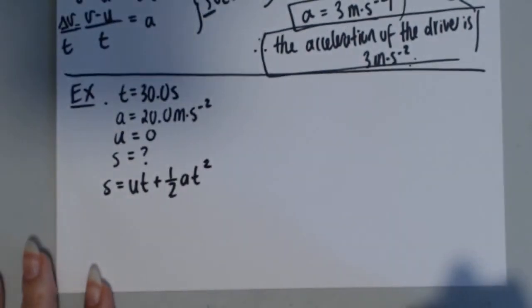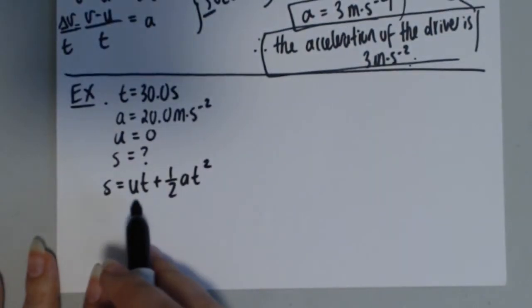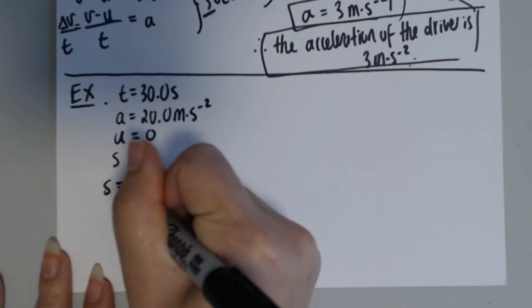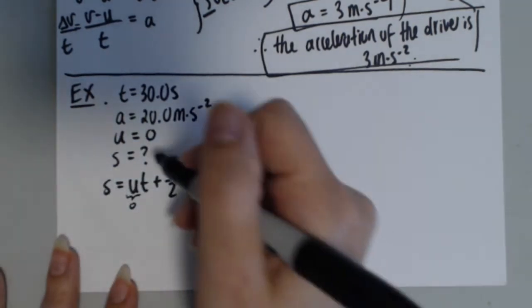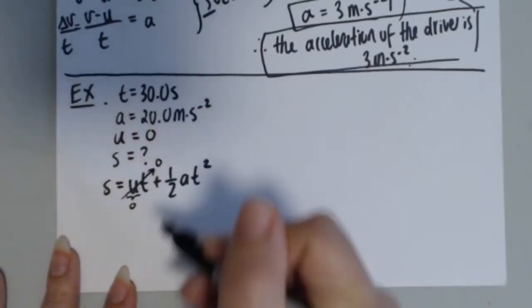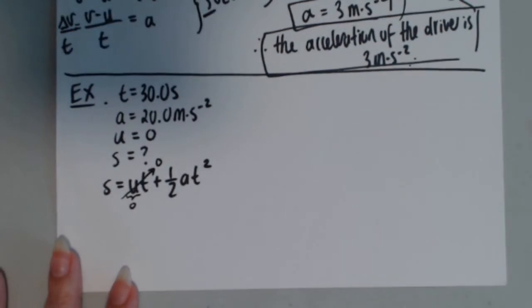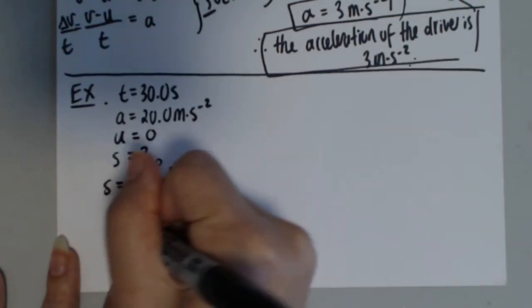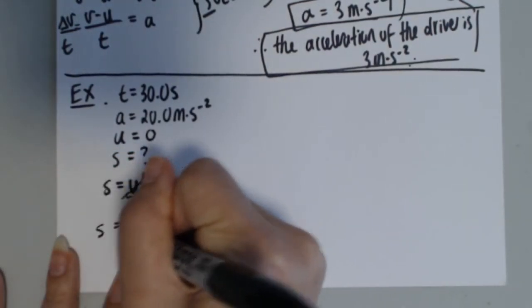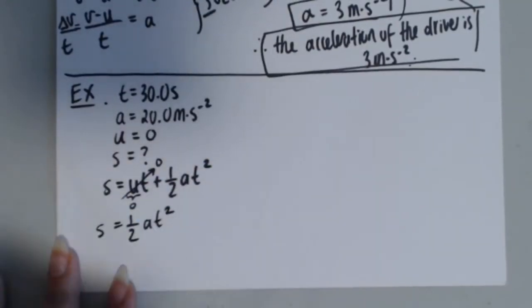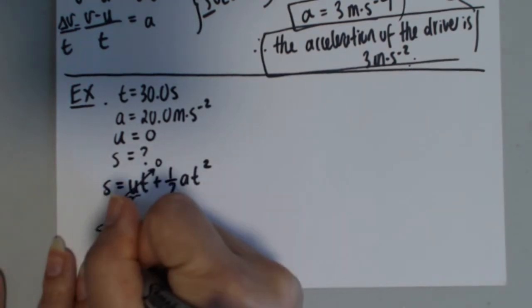Now this is the nice part of this formula. When u is 0, this is what you get to do. u is 0, and 0 times anything is 0. So that first product just disappears. So s = 1/2 at². Notice that I'm still following the GRASP solution method. I'm showing all of my work. This is what you need to do.